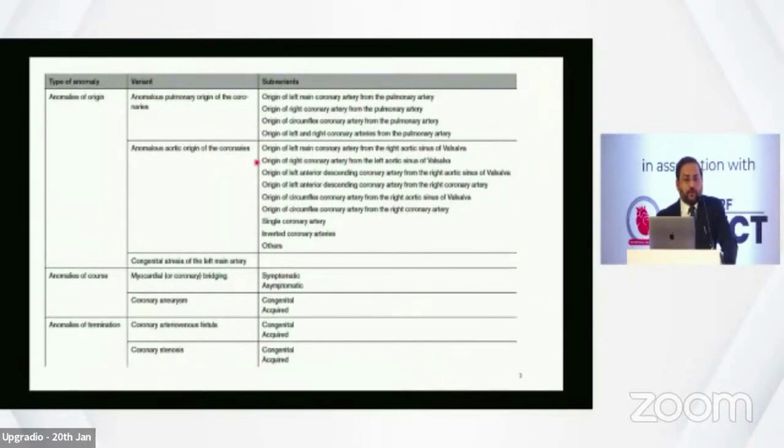So there are various anomalies: the anomalies of the origin of the coronary arteries from the pulmonary artery, both left and right. There can be anomalies of the course, that is myocardial bridging and coronary aneurysms. There can be anomalies of the termination, that is coronary AV fistulas and coronary cameral fistulas. But for the purpose of our discussion today, we will limit our conversation to the anomalous aortic origin of coronary arteries, that is left originating from the right or right originating from the left. Are you all with me till now?